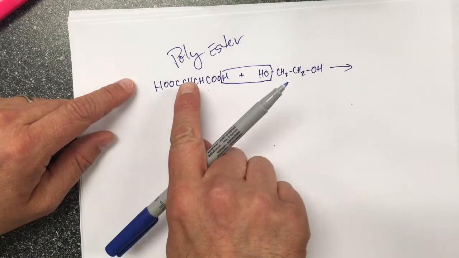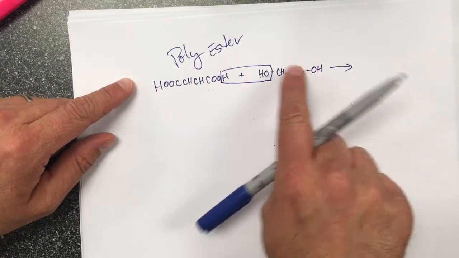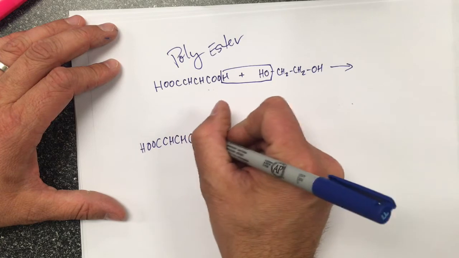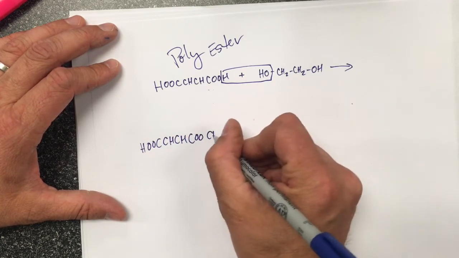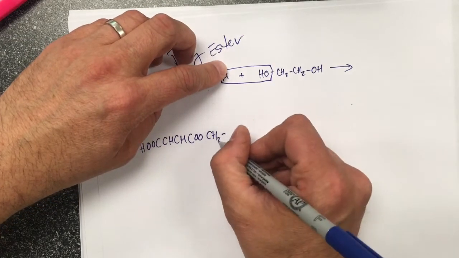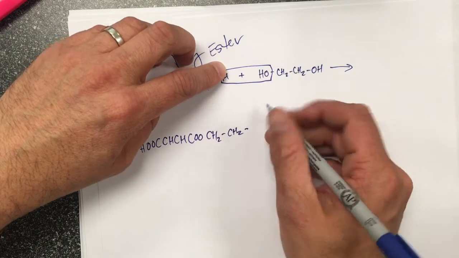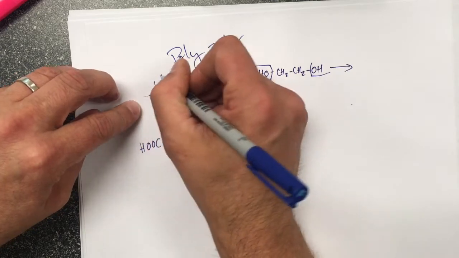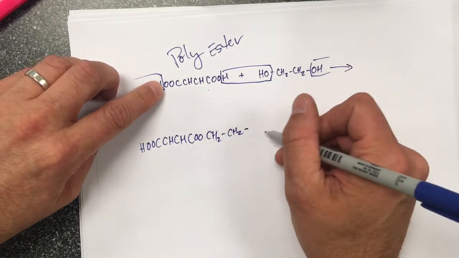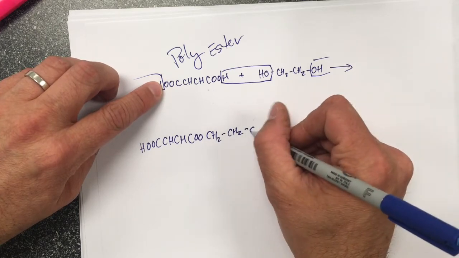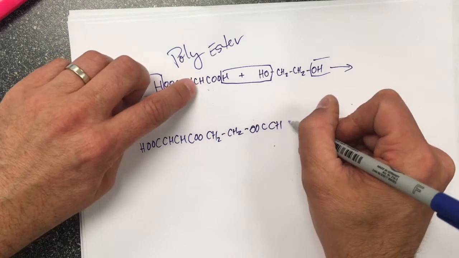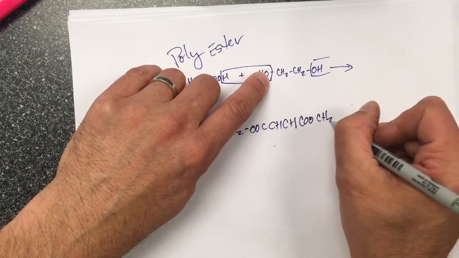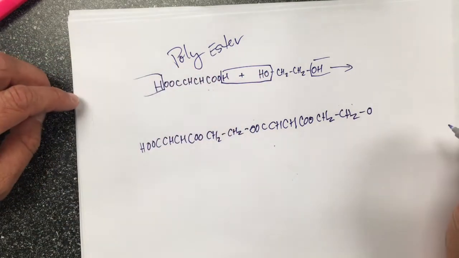So I'm going to get repeating units of this with this, followed by another one of these and another one of these. So if I start off, I go HOOC, CH, CH, COO, CH2, CH2, and then this is going to bond to one of these. So it's going to pull off this hydroxyl, and this hydrogen will react to make OOC, CH, CH, COO, and then it's going to bond to here, CH2, CH2O.